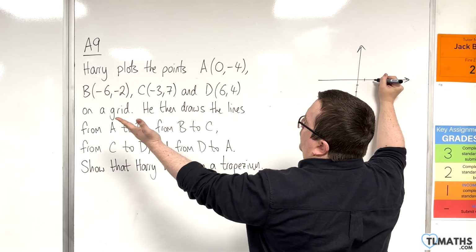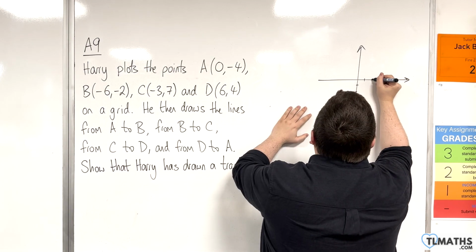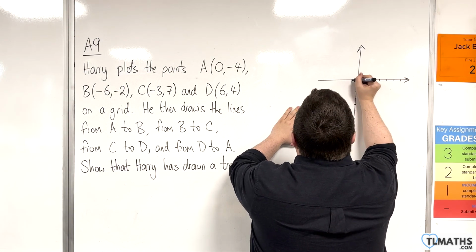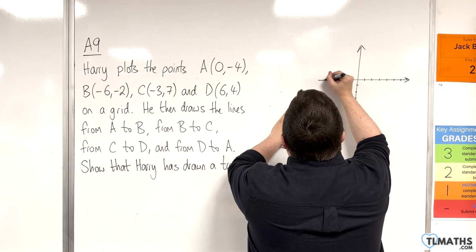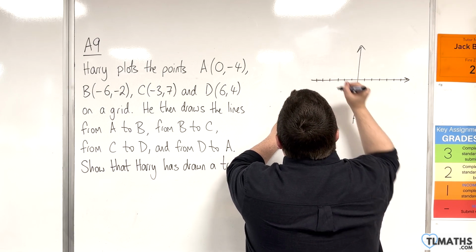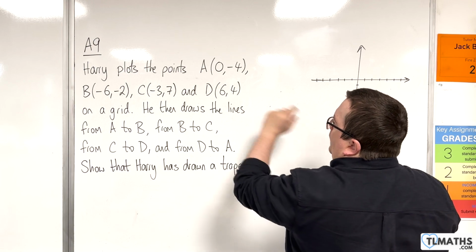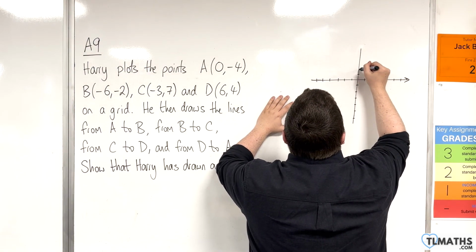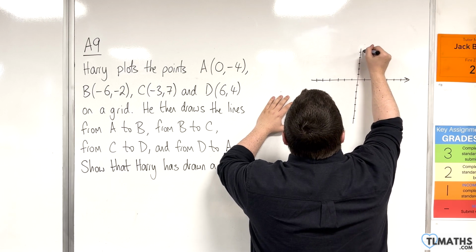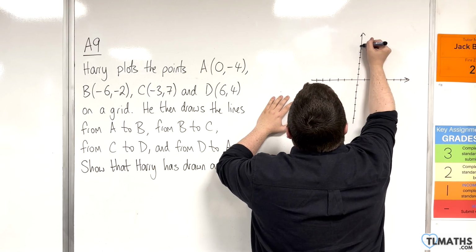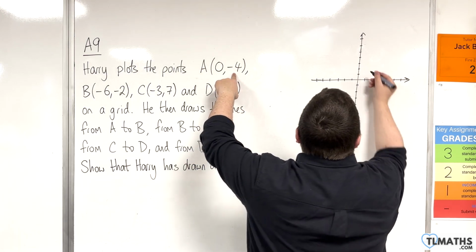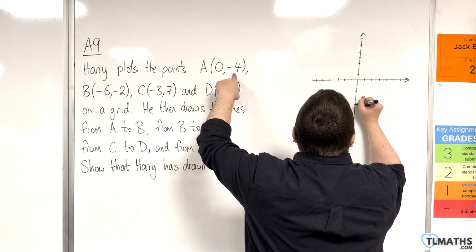How far do we need to go? So to 6. 1, 2, 3, 4, 5, 6. This only needs to be small, and then up to 7, don't I? I need to go a little bit further. 1, 2, 3, 4, 5, 6, 7. Okay, right. So the first point, A (0, -4), 1, 2, 3, 4 is there.